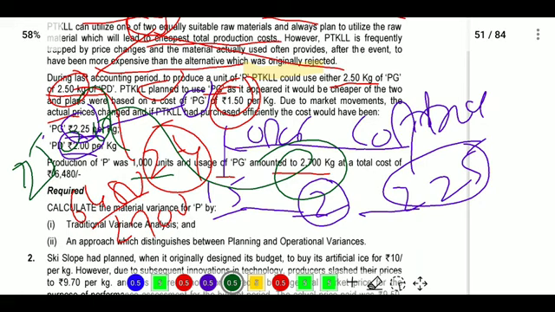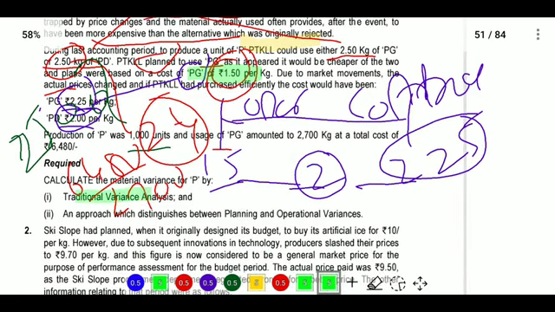So usage variance is 2500 minus 2700 into what rate will we take? Rate means the budgeted rate will always be taken, which is 1.5. Next, what is the price variance? 1.5 minus 2.4 into quantity. Which quantity will we take? Quantity means we always take the actual quantity, that is 2700. So we got the traditional variance. Here they asked for the traditional variance as the first one.